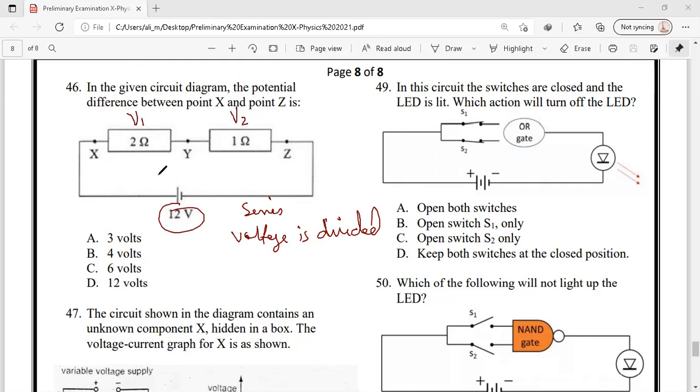So this 12 volts will be divided among these two resistors, and if we add these two, the sum should be equal to 12. So between points X and Z, these two resistors or loads are connected, where this 12 volts is distributed. So the sum of these two will be equal to 12 volts. So the correct answer is option D.